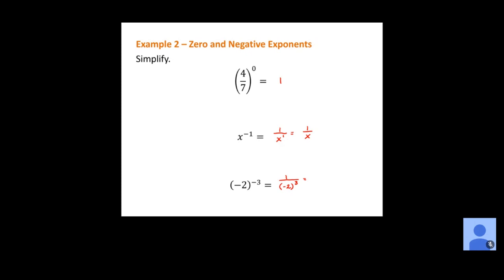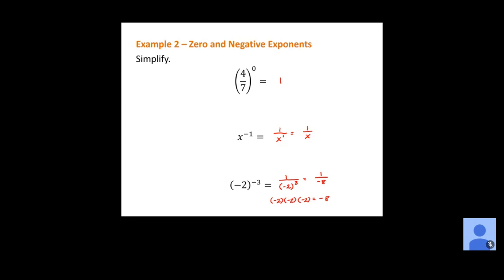Now we can actually simplify negative 2 to the 3rd power. What would negative 2 to the 3rd power give us? Negative 8. Good. So this becomes 1 over negative 8, because again, this is just negative 2 times negative 2 times negative 2. This time we have an odd number of negatives, so that answer should come out negative. 2 times 2 times 2 is 8, so this comes out as negative 8 overall.